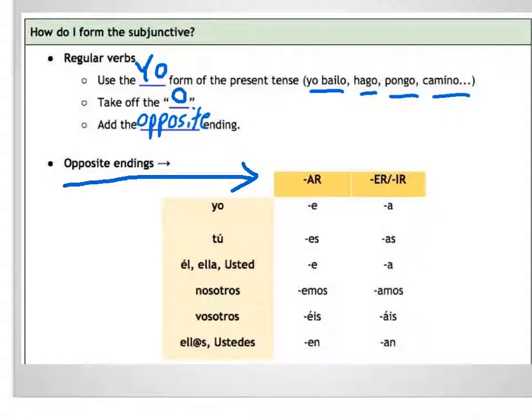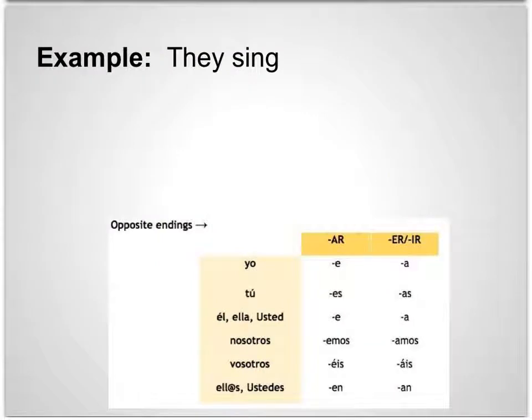For a verb that ends in AR, like caminar, the opposite ending would be E in the yo form. In the tú form, the opposite ending would be ES. In the él, ella, usted form, the opposite ending would be E. Nosotros, emos, vosotros, éis, ellos or ustedes, en. For an ER or IR verb, the opposite ending would be A, AS, A, amos, áis, an. Right? Okay, let's do some examples.